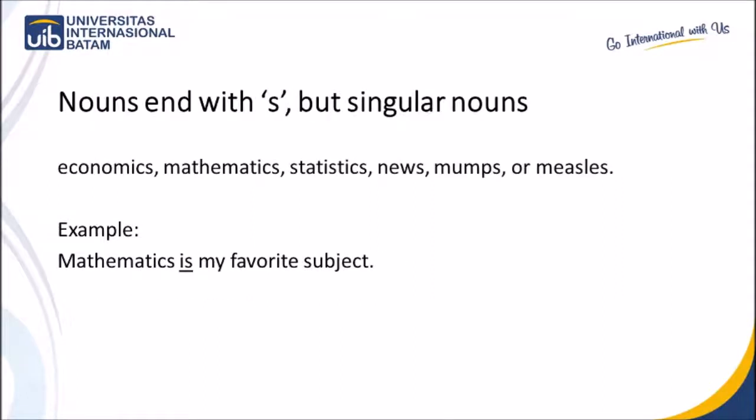And then nouns that end with s but are singular. Sometimes nouns that end with s are plural, but there are also some nouns that end with s but are singular. For example, economics, mathematics, statistics, news, mumps, or measles. For example, in the sentence, mathematics is my favorite subject. So mathematics here is a singular noun because it is a subject.